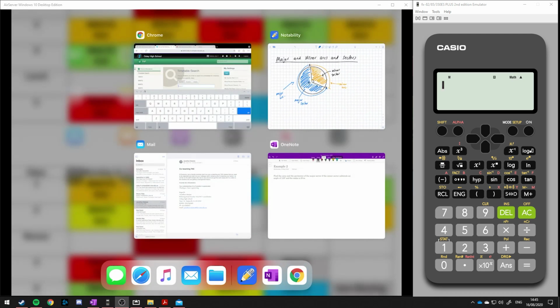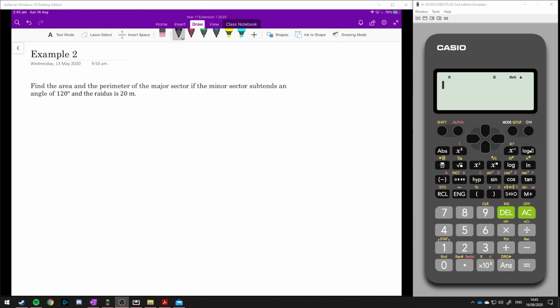Okay, example. Let's get it done really quickly. Find the area and perimeter of a major sector if the minor sector subtends an angle of 120 degrees and a radius of 20 meters. So let's say we have a circle. Radius is spelled wrong, how annoying. So we have a circle like this, okay?